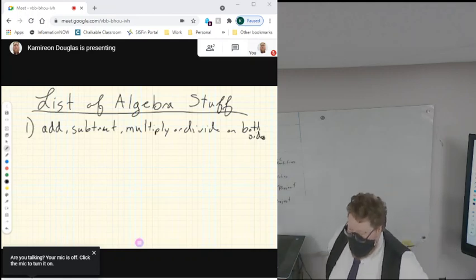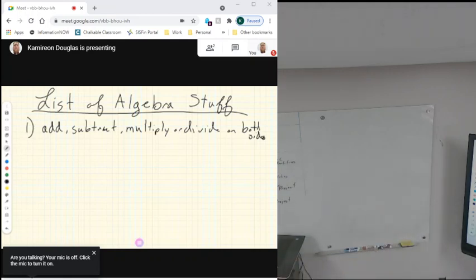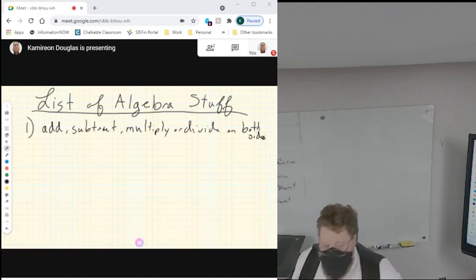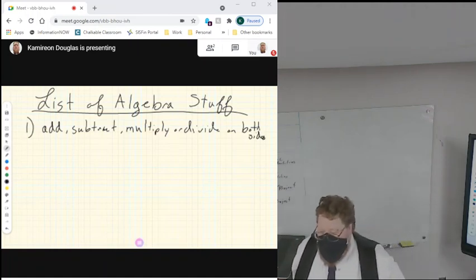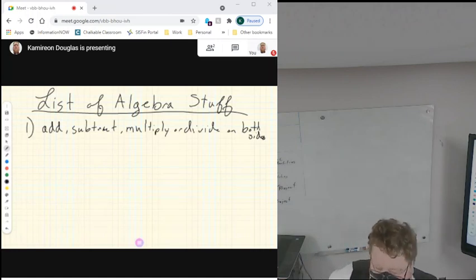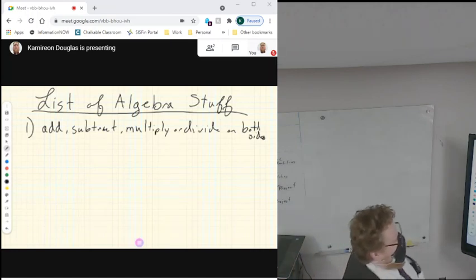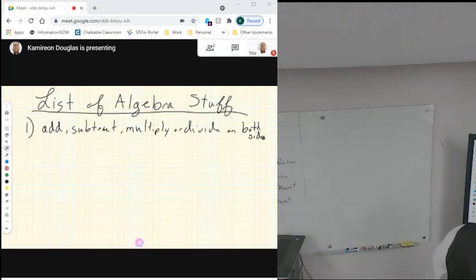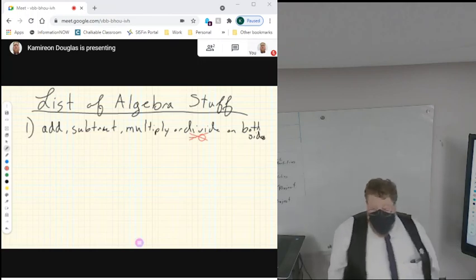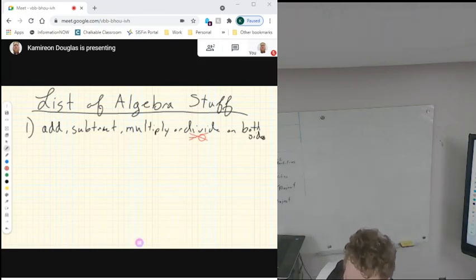You may add 3 to both sides. You may add 5 to both sides. You may subtract 7 on both sides. You may multiply by 2 on both sides. You may divide by 5 on both sides. You may add, subtract, multiply, or divide on both sides with a couple of very small exceptions. When it comes to division, you want to make sure you never divide by 0. And you want to also avoid multiplying by 0 because that tends to get rid of it.